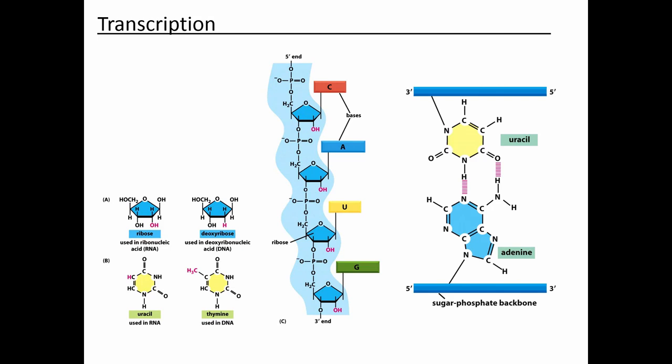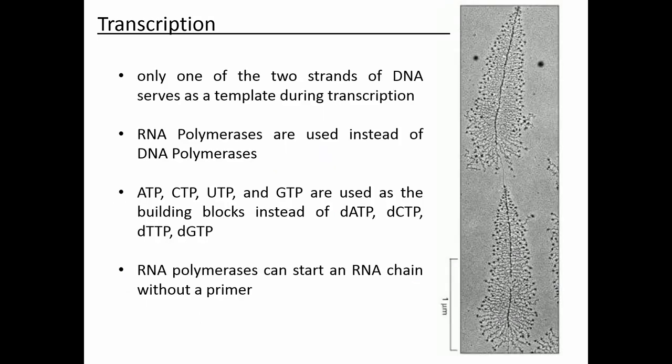Okay, so that's how DNA is going to serve as a template for the synthesis of the new RNA molecule. And again, you're just using the base pairing rules. Okay, so this repeats one thing. The first bullet point repeats something I've already told you. So only one of the two strands of DNA serves as a template during transcription.